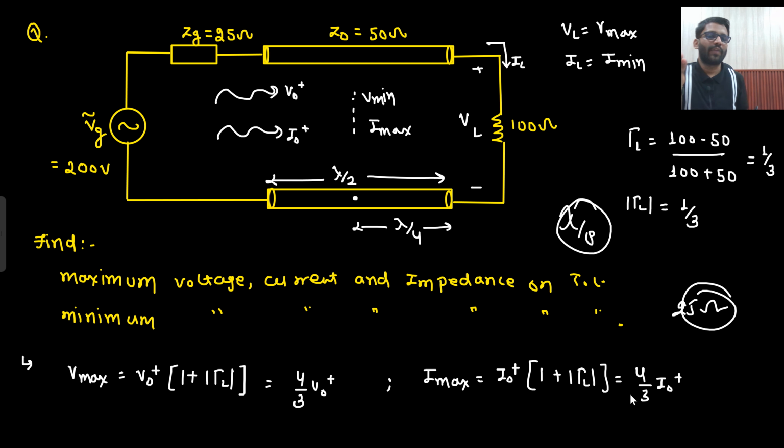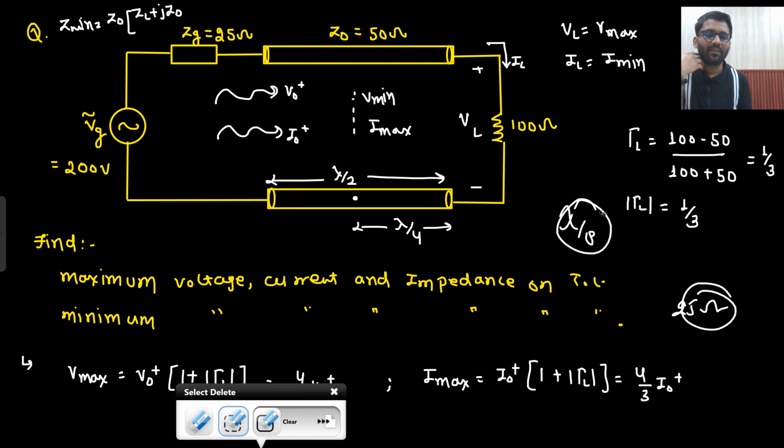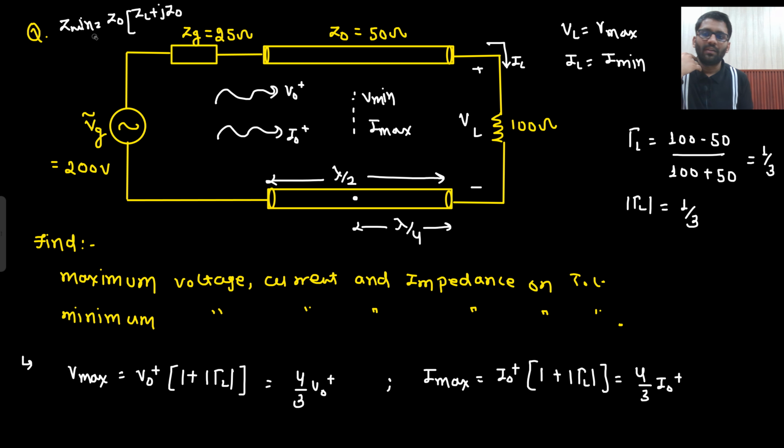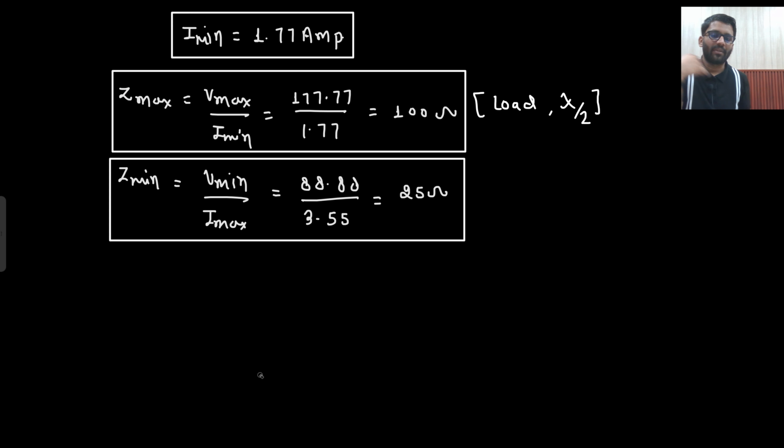That means what you are going to find? You are going to find Z in. And you will apply the formula. What will be my minimum impedance if the length was lambda by 8? That would be Z naught into ZL plus j Z naught tan beta L, and tan beta L will be 1 because length I am taking as lambda by 8. So let's write it down. Okay.